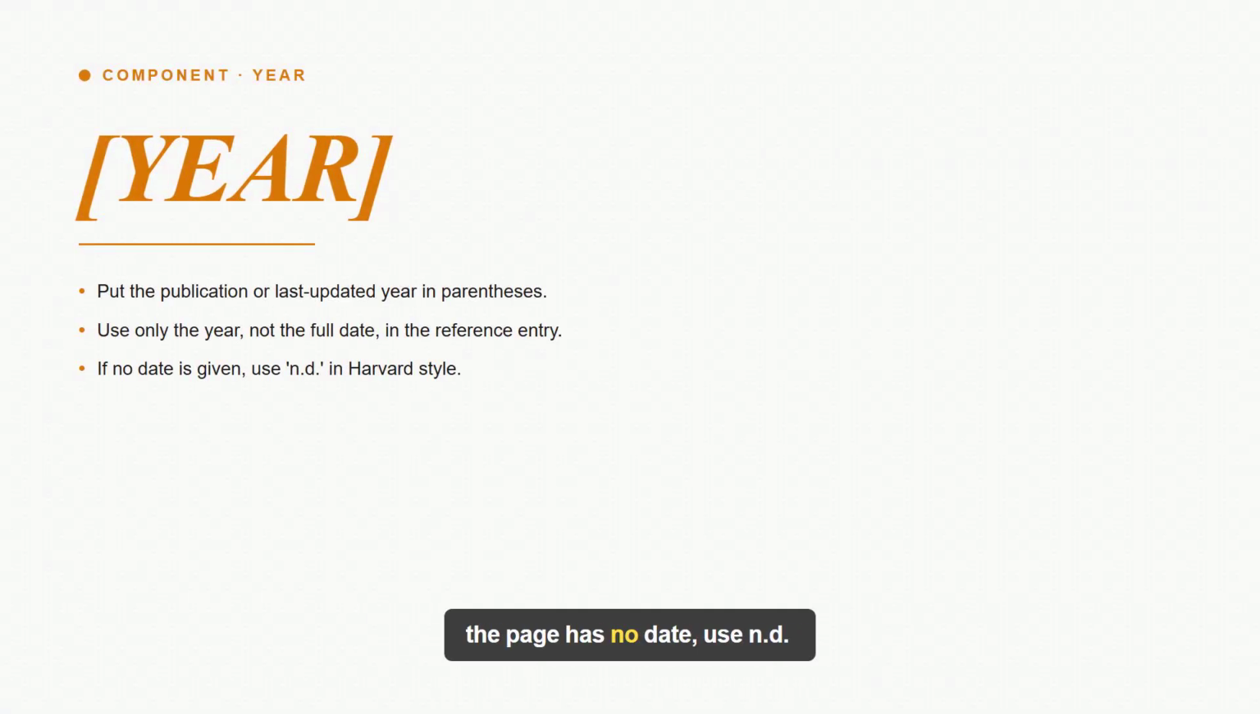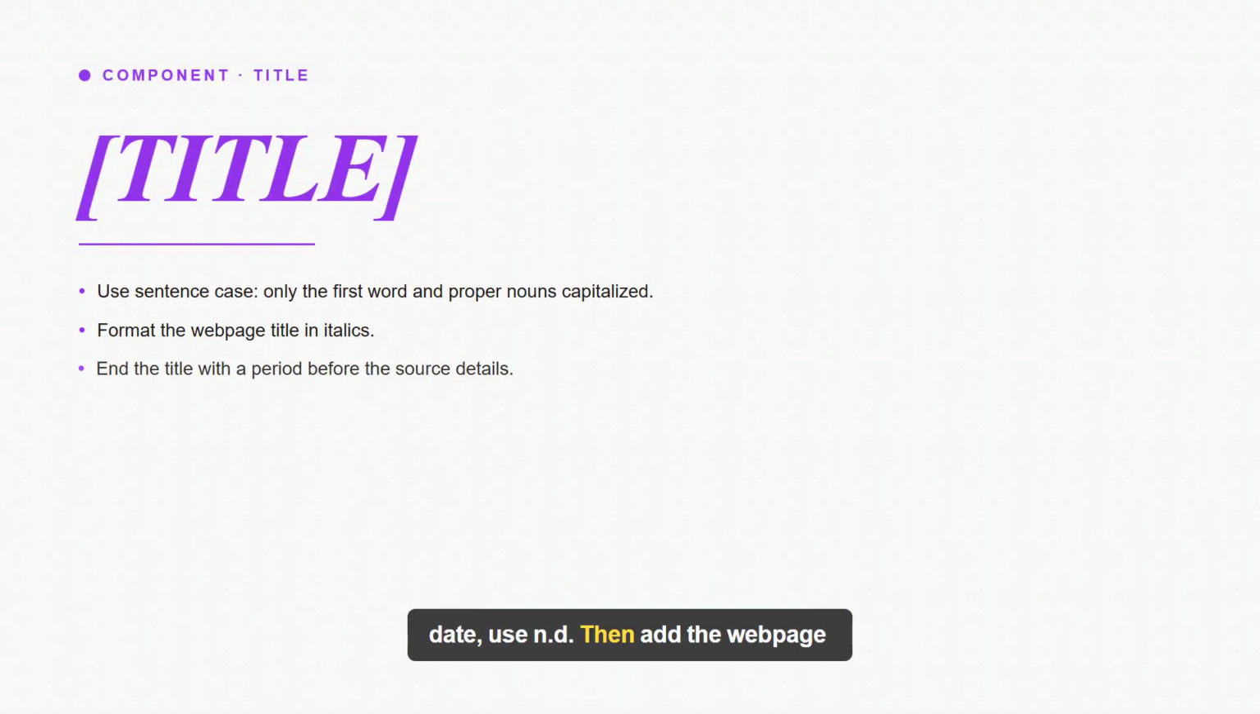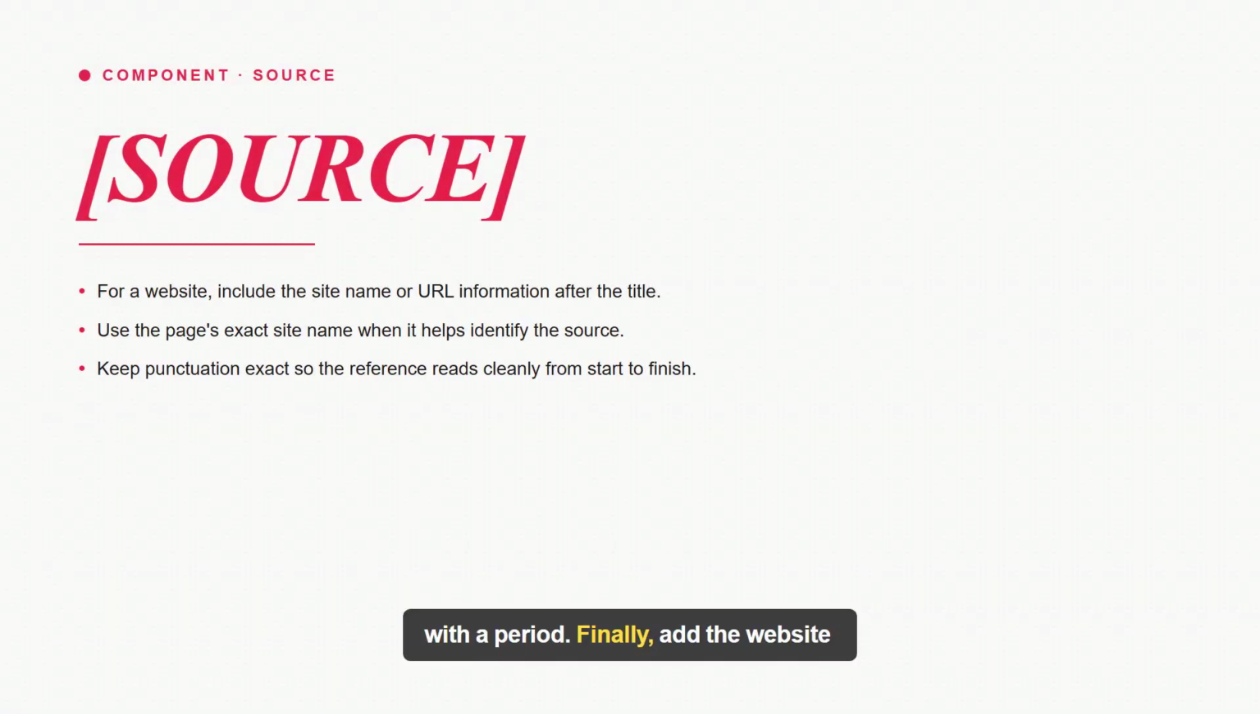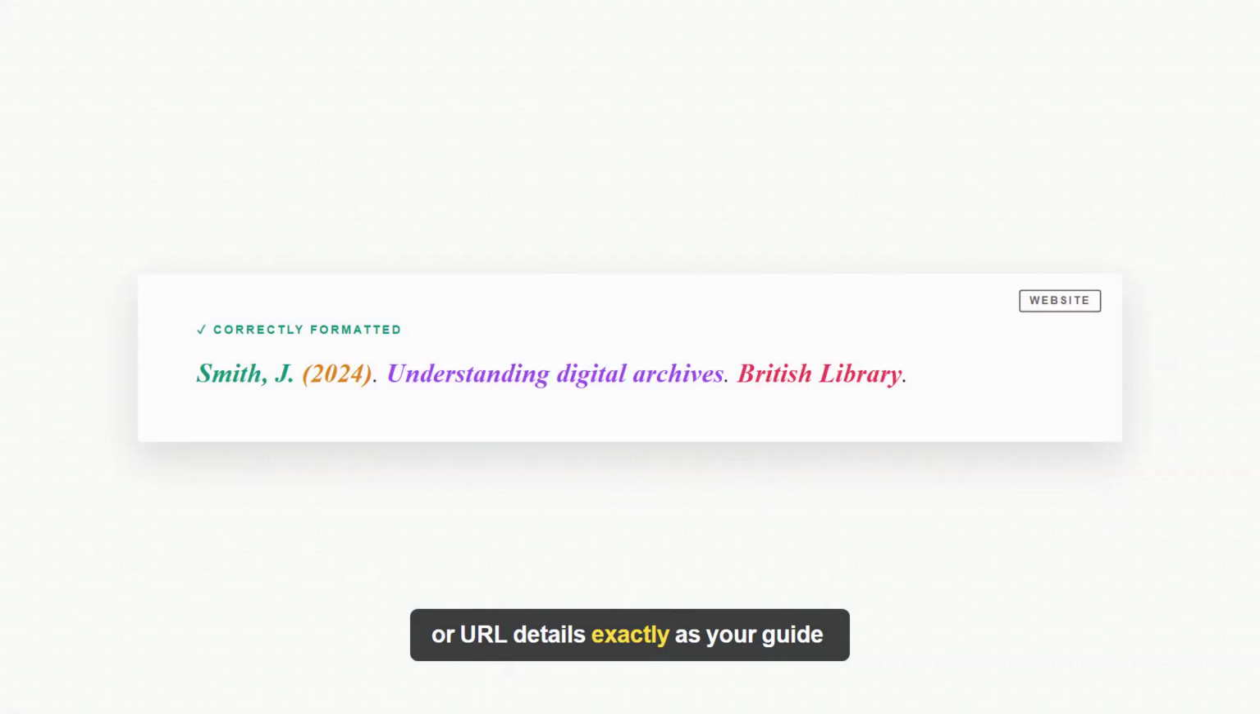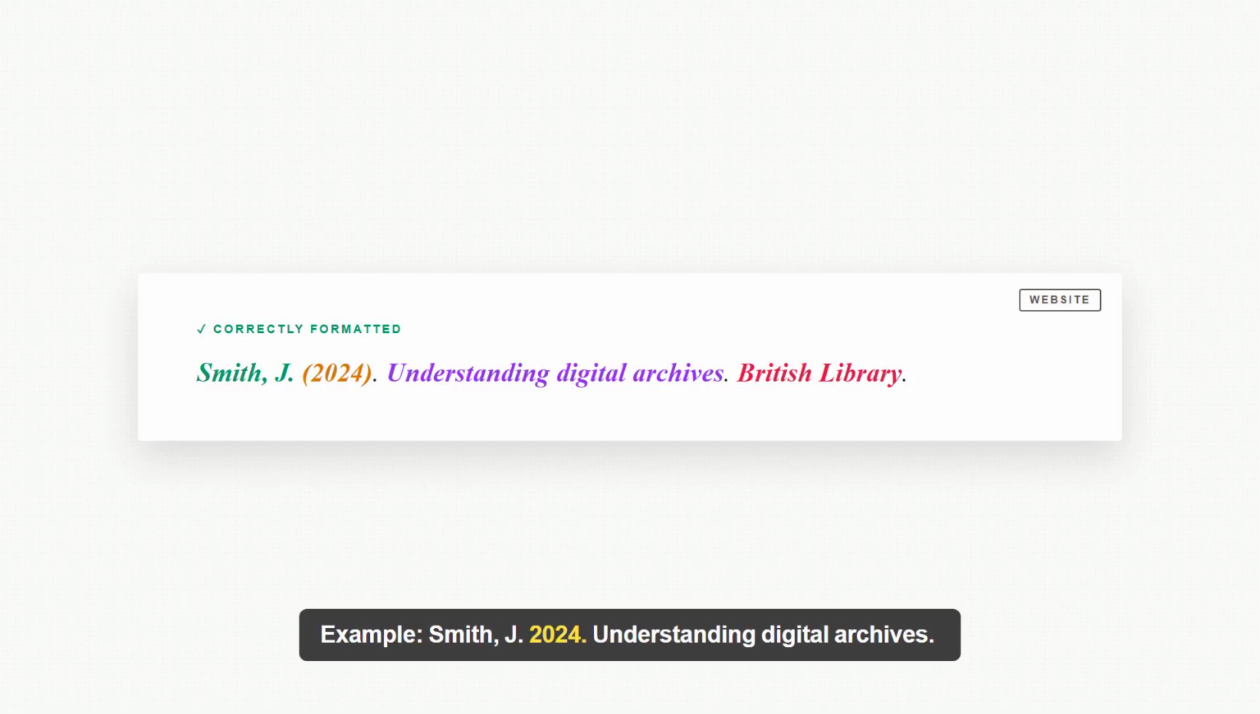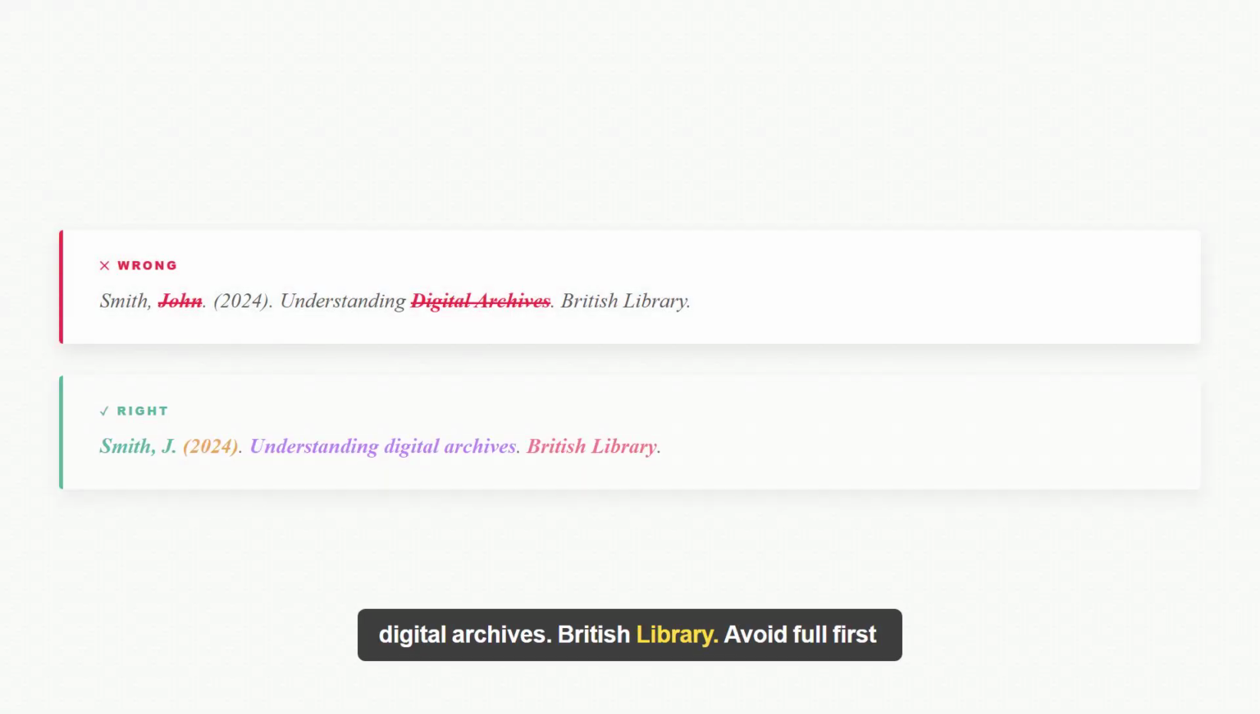If the page has no date, use ND, then add the web page title in sentence case, usually italicized, and finish it with a period. Finally, add the website name or URL details exactly as your guide requires. Example, Smith, J. 2024. Understanding Digital Archives, British Library.